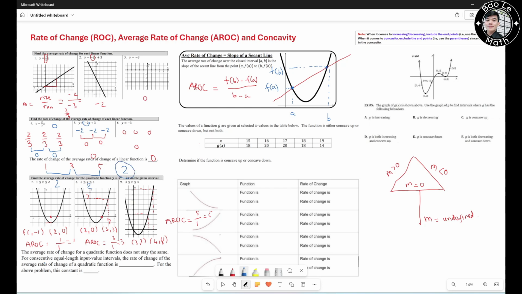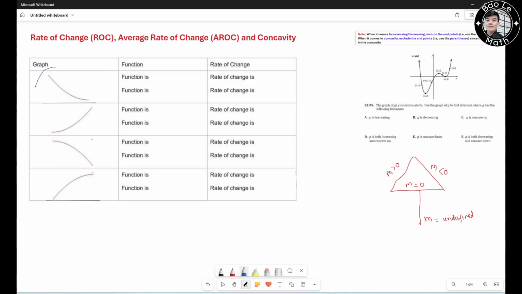Okay. Now the average rate of change for a quadratic function does not stay the same. Look, the first one is 1, the second one is 3, and the next one is 5. For consecutive equivalent input value intervals, the rate of change of the average rate of change of a quadratic function is constant. For this problem, the rate of change of the average rate of change is 2. Now, let's move on to the next one.